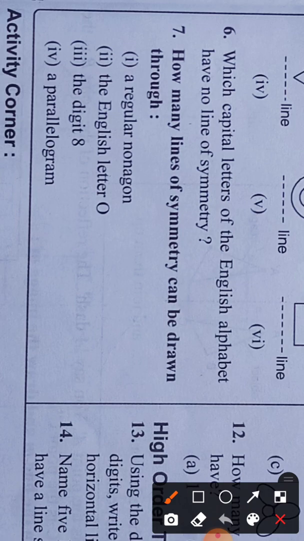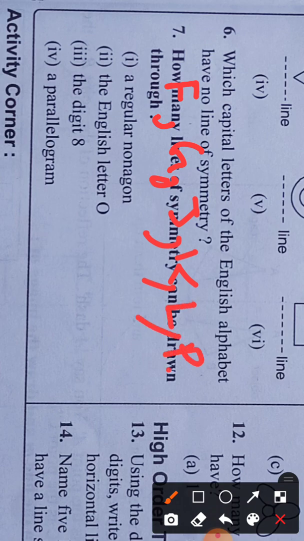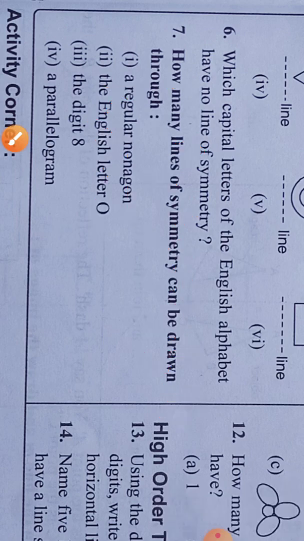So you check, there is F. Okay, F has no symmetrical line. Okay, then G is there, then J is there, then K is there, L is there, P, Q, R, S and Z. These alphabets have no line of symmetry. Understand? Now let us see question number 7.